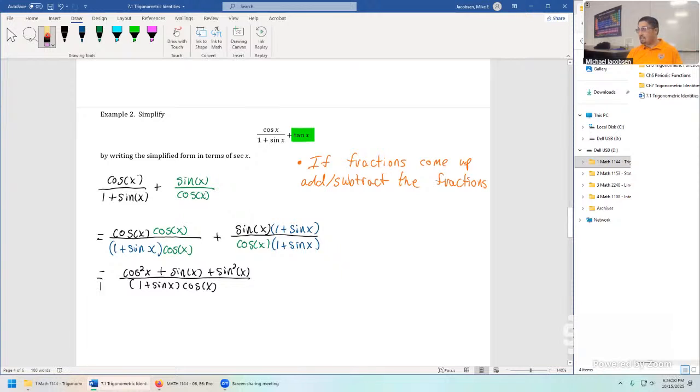And that's progress. Remember, our goal is to get to secant x. We have to make a secant out of this somehow, some way. And at this stage, it's a huge mess. This is a portion where we probably need an identity to help us out. Anyone see a good purpose identity that we could use on this one?